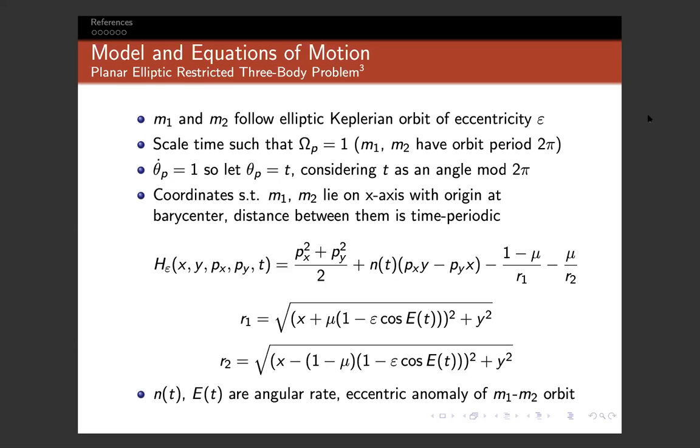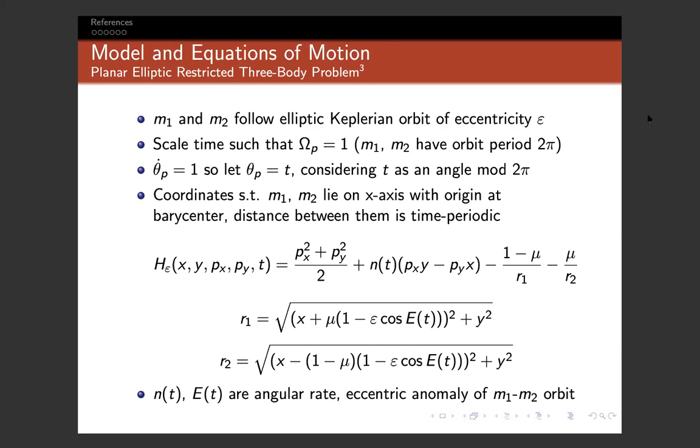And the coordinates of M1 and M2 in this model lie on the x-axis with the origin at the barycenter, but the distance between them is time periodic, which introduces the periodicity. And the Hamiltonian here is H sub epsilon given here, which is a time periodic Hamiltonian, because n of t and E of t are the angular rate and eccentric anomaly of the M1, M2 orbit, which are periodic with period 2 pi.